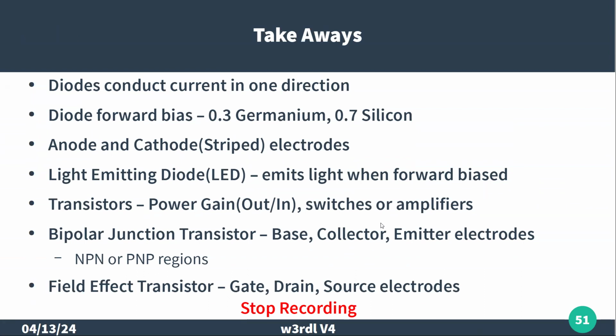Okay, so we learned that diodes conduct current in one direction. The forward bias for germanium is 0.3 volts, for silicon is 0.7 volts. We mark the cathode of a diode with a stripe. A light emitting diode emits light when it's forward biased. Transistors can have power gain, can be used as a switch or an amplifier. A bipolar junction transistor has base, collector and emitter electrodes, and a field effect transistor has gate, drain, and source electrodes.